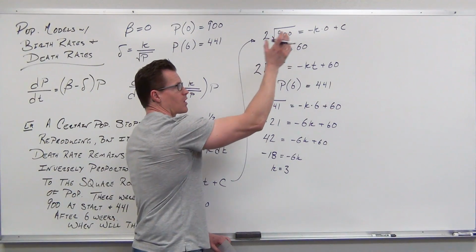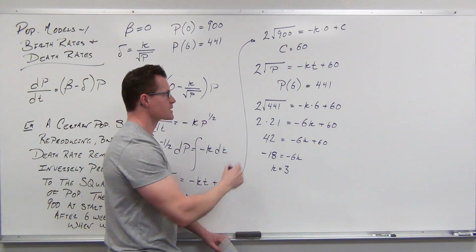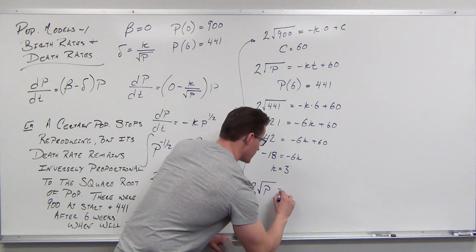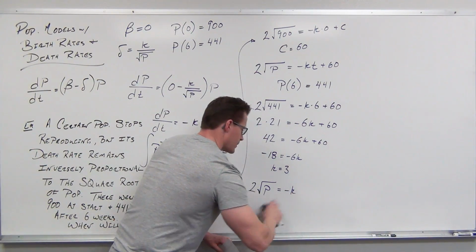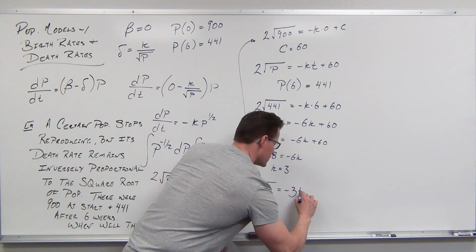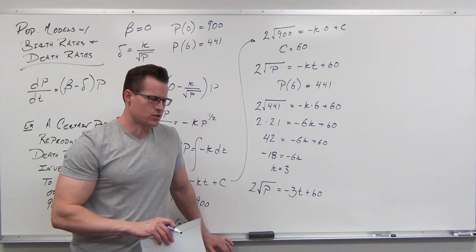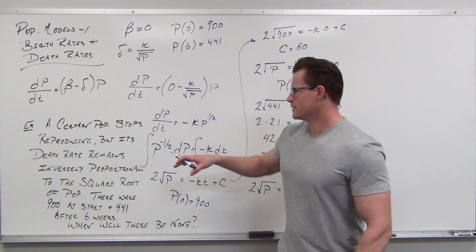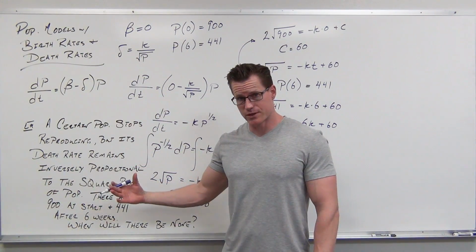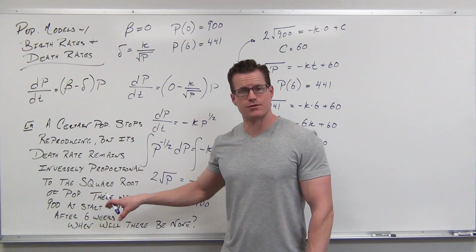So we've done everything. We found our arbitrary constant, which was 60. We found that our constant of variation was 3. We have an idea about what that means. And now when we substitute that in, we know that 2 square root of p equals negative 3t plus 60. Now, question: do you understand how the birth rate and death rate were found? Do you understand how the initial condition solves for the arbitrary constant? You should know. And how the population varied is how we find the constant of variation.